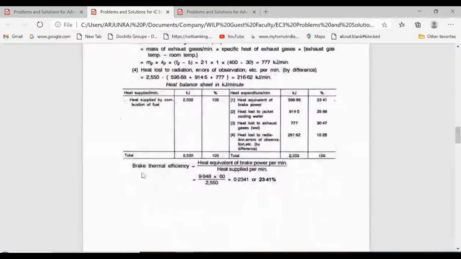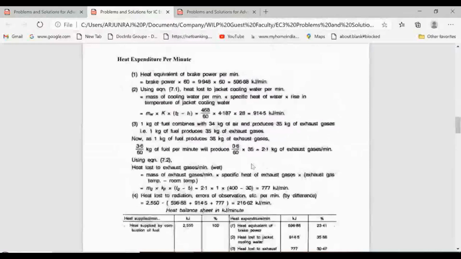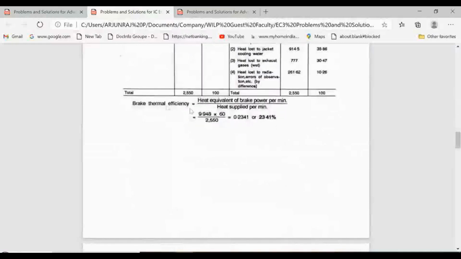They are also asking us to calculate the last important formula, called brake thermal efficiency. You know the brake thermal efficiency is nothing but the heat equivalent of brake power per minute divided by the heat supplied per minute. The heat supplied is given per minute, it's 2.50, and brake thermal efficiency is always related to the brake power of the engine. Brake power is 9.9.